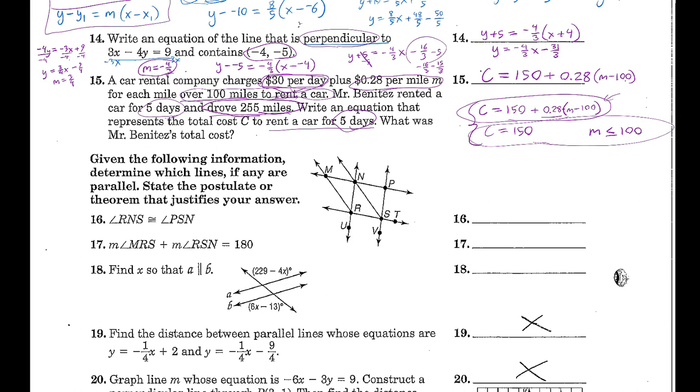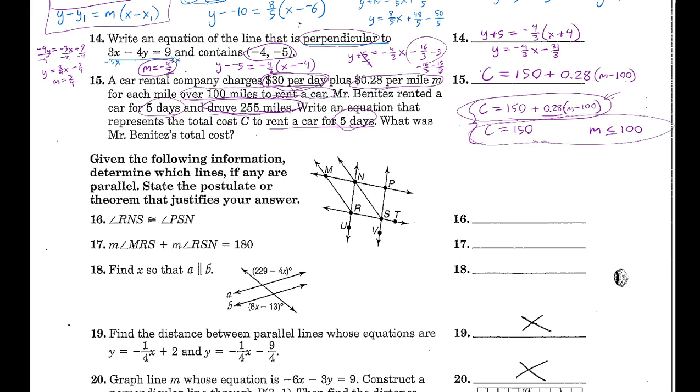Okay, so I'm just going to change the coloring of the ones we're doing right now. Let's go green, so it's a little different from the one before. So now what we need to do is just figure out how much you got charged. So we just plug in $255. So the cost is 150 plus 28 cents, 0.28, times, and then 255 minus 100 is 155.